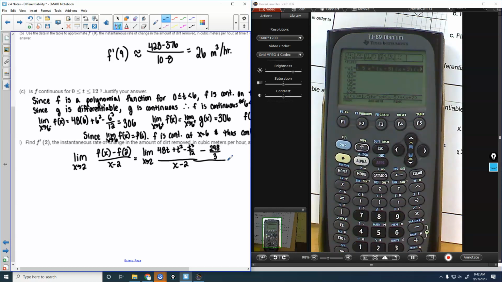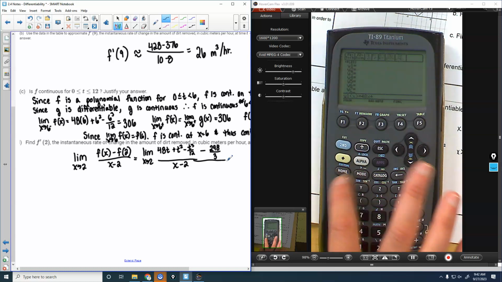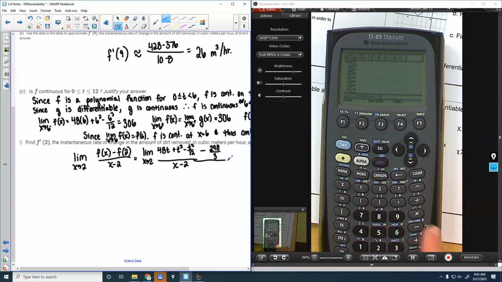Go to y equals and put in that equation. We're going to use x plus x to the second minus x to the third over 12. And make sure it looks right. So type that into y equals. It will make doing this problem much easier. Okay? All right, so we are going to go back to the home screen.